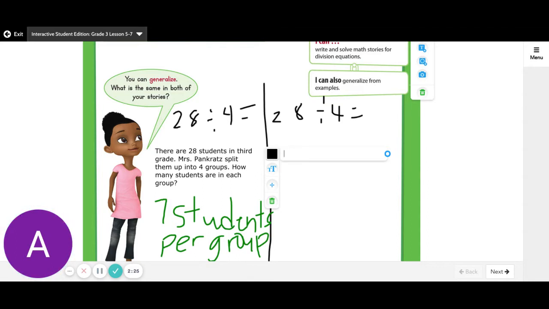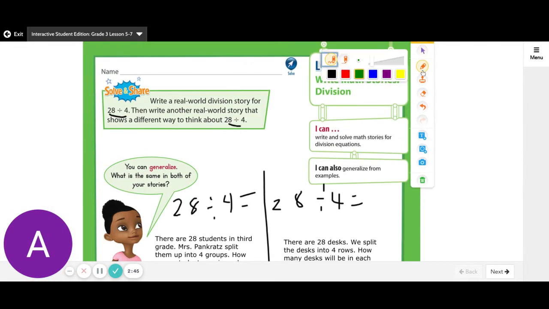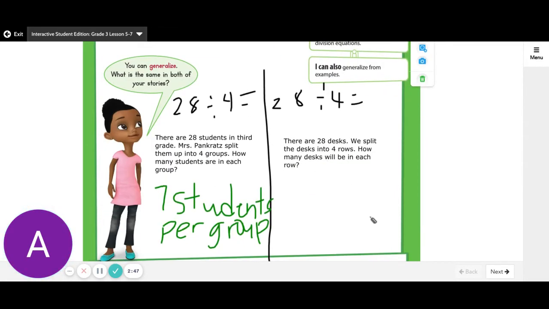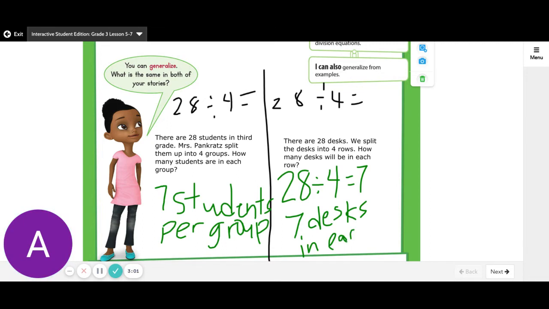desks instead. So we could say there are 28 desks. We split the desks into 4 rows. How many desks will be in each row? So we're still thinking 28 divided by 4, but we're thinking rows and columns instead. So we're thinking 28 desks divided by 4. Still 7, but this time we know it'd be 7 desks in each row. And we could also draw an array to help us with this one.